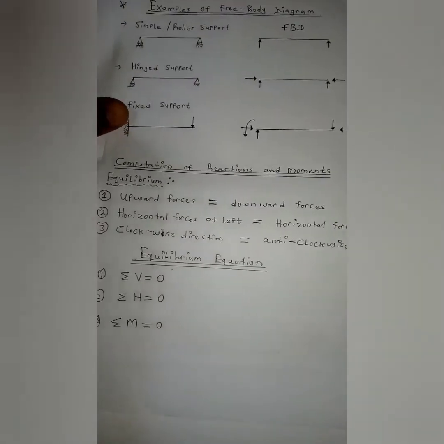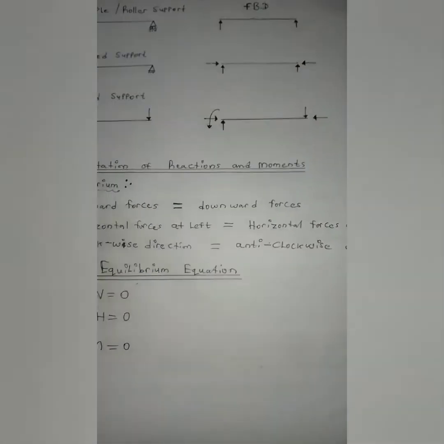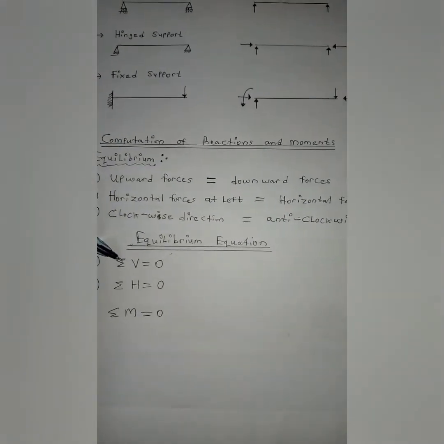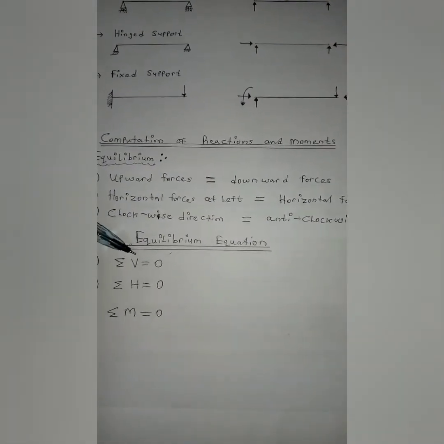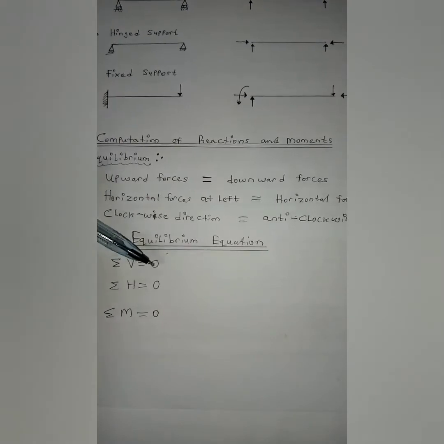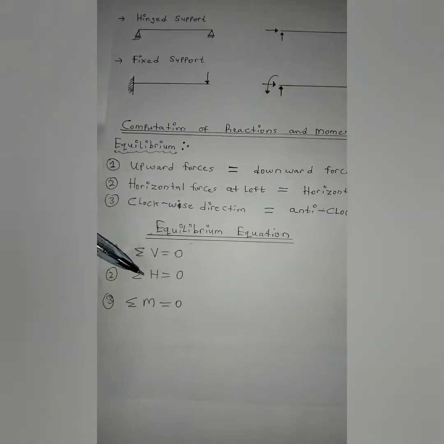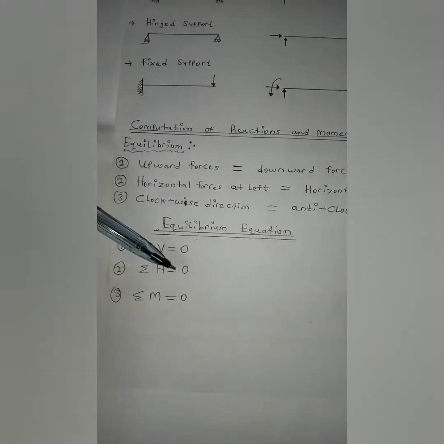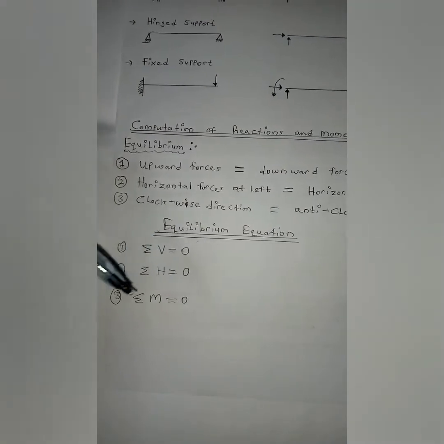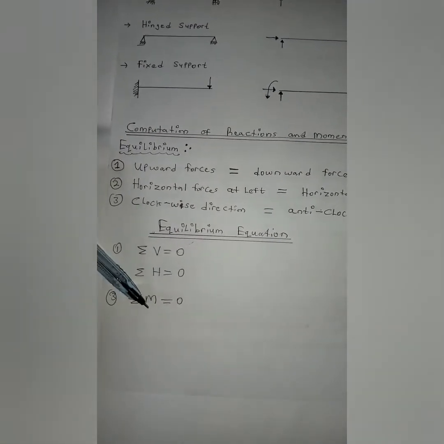So the equations of equilibrium: the summation of all vertical forces will equal 0, the summation of horizontal forces must also equal 0, and the summation of moment is also equal to 0.